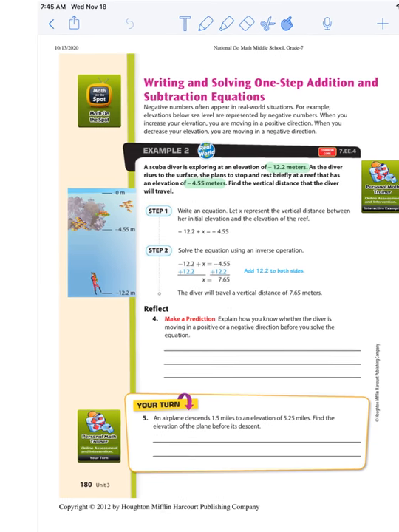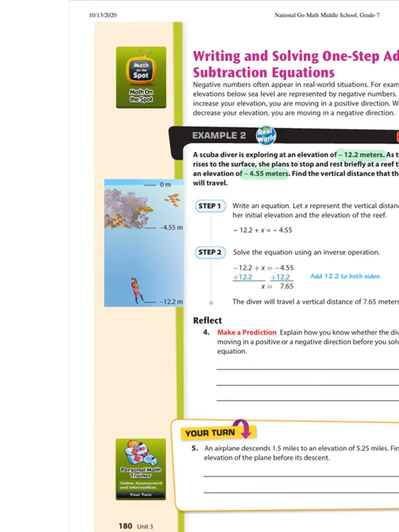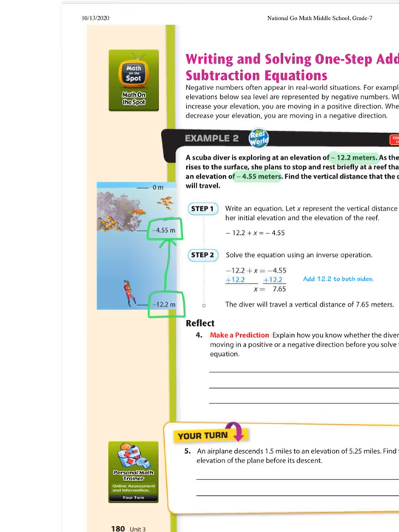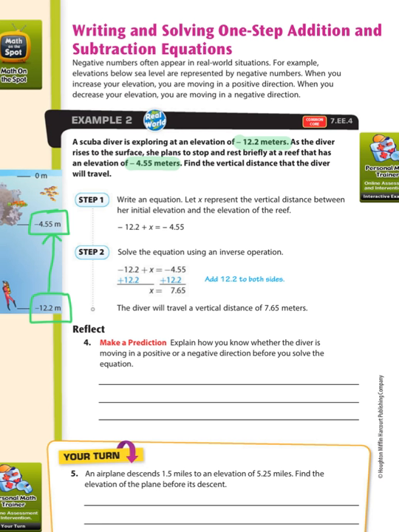Well, they already drew a nice little picture for us. So she's starting at negative 12.2 meters. She's going to move up to negative 4.5 meters. We want to find the difference between negative 12.2 and negative 4.5. So we're going to set up an equation. Notice step 1 here. She starts at negative 12.2. We want to know what the difference is, how many we add, or what the in-between is to get to negative 4.55.